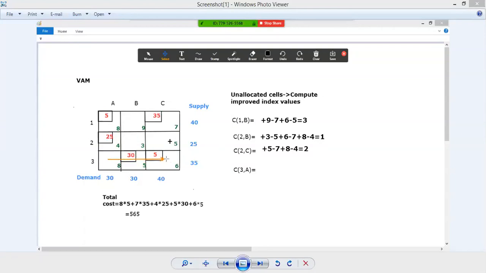reach towards this allocated cell, again start the journey, reach towards this allocated cell, again start the journey and reach towards this allocated cell, again start the journey and come back to the same original empty cell. Now again you have to assign a cost. So that is, alternate plus and minus symbols to all corners of the cell.